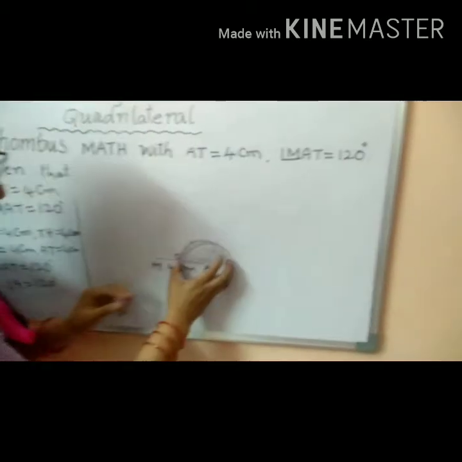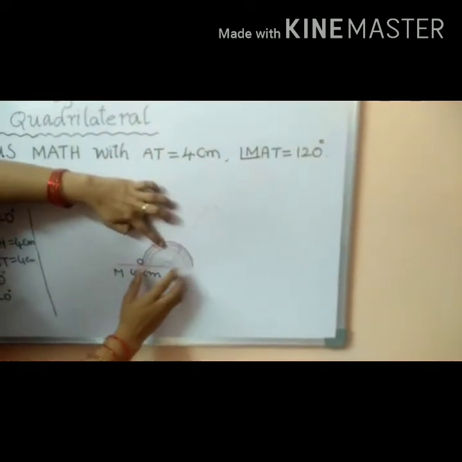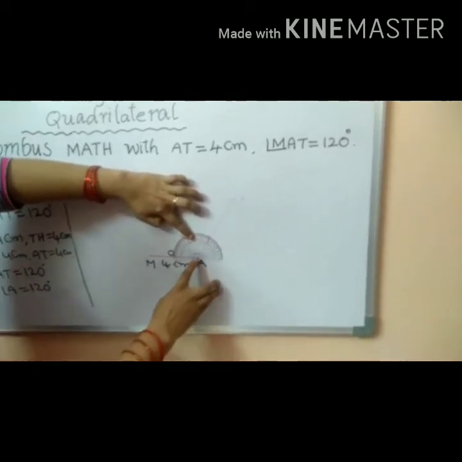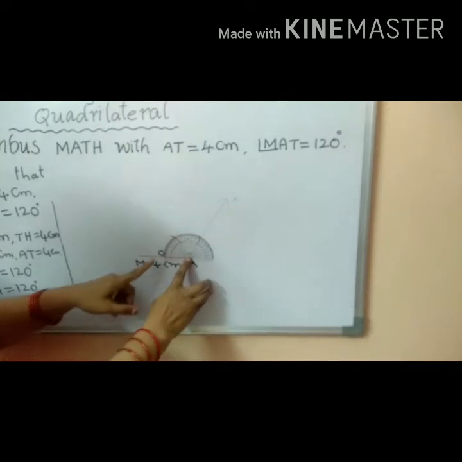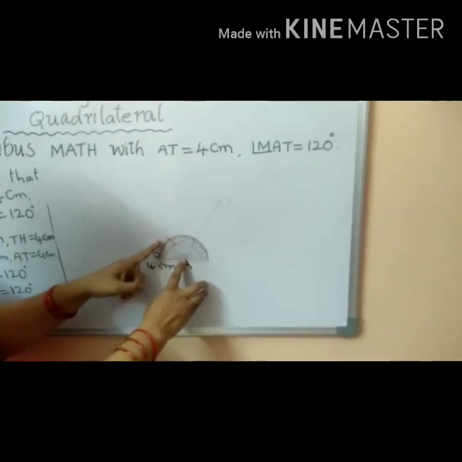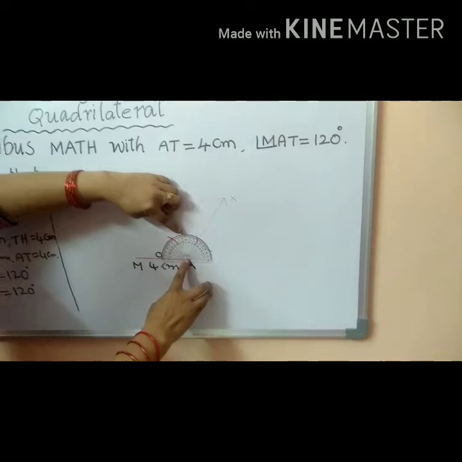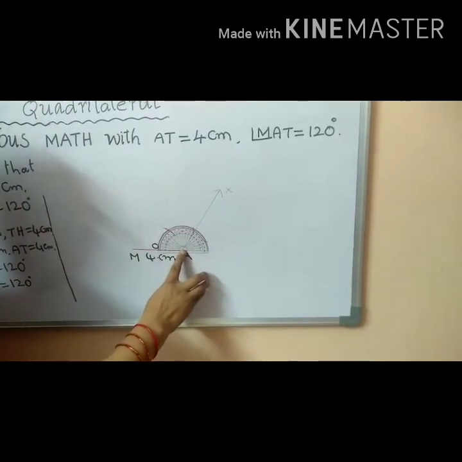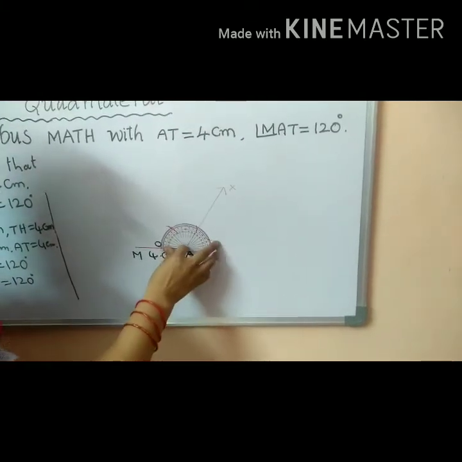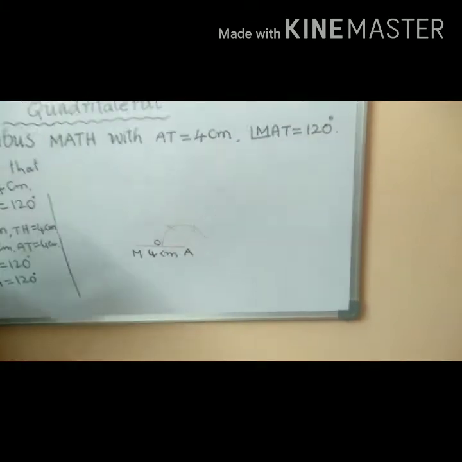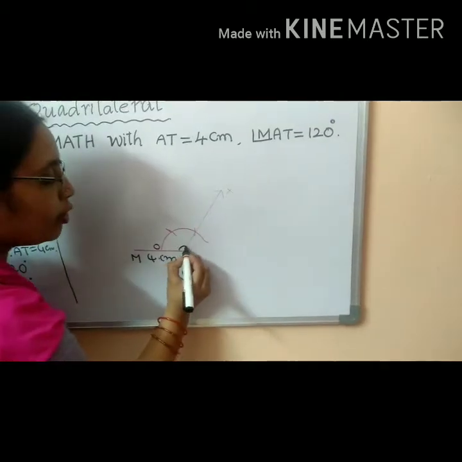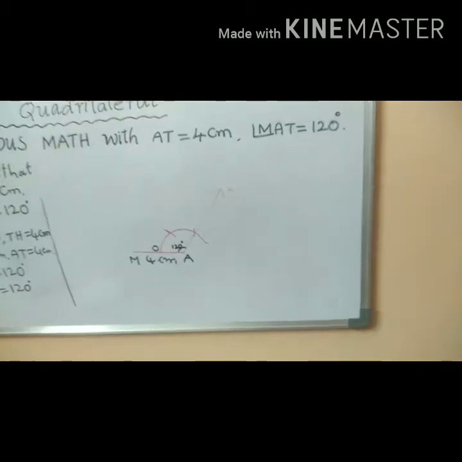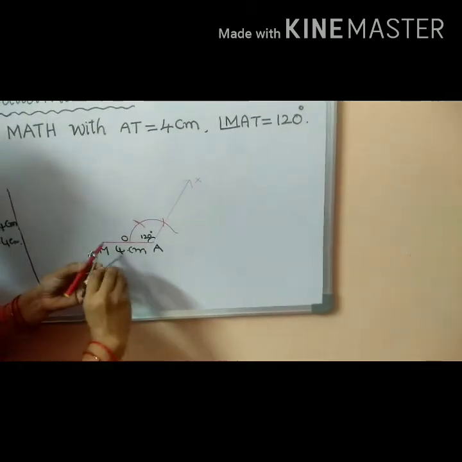Observe with the protractor: keep it with the center at A. Now keep the point onwards on the left side, right side keep. Now we count the left side onwards: 0, 10, 20, 30, 40, 50, 60, 70, 80, 90, 100, 110, 120. Exactly an angle of 120 degrees is there. Okay, so the diagram's angle A is correct. So angle A equal to 120 degrees.